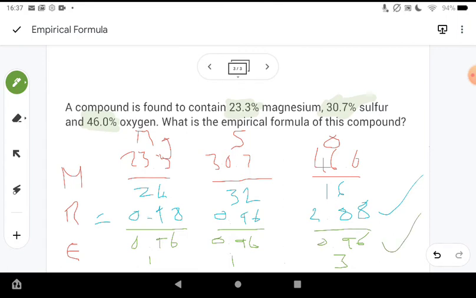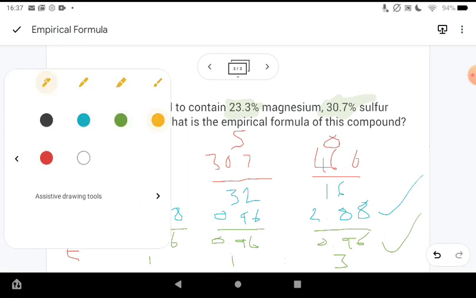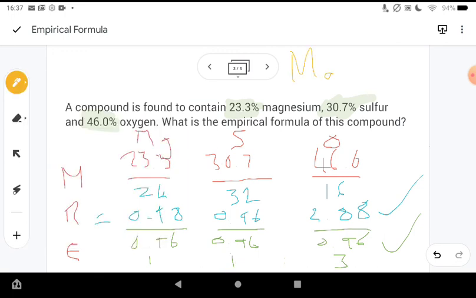Now, once you've done that, you go on to the last stage, which is the empirical formula. So the way we do this, and I'll just jot it up here so you can see it, is to take these values that are down here and put them next to these. So it would become Mg1S1O3. We don't write ones in chemistry, so what that does become is MgSO3, and that's its empirical formula.